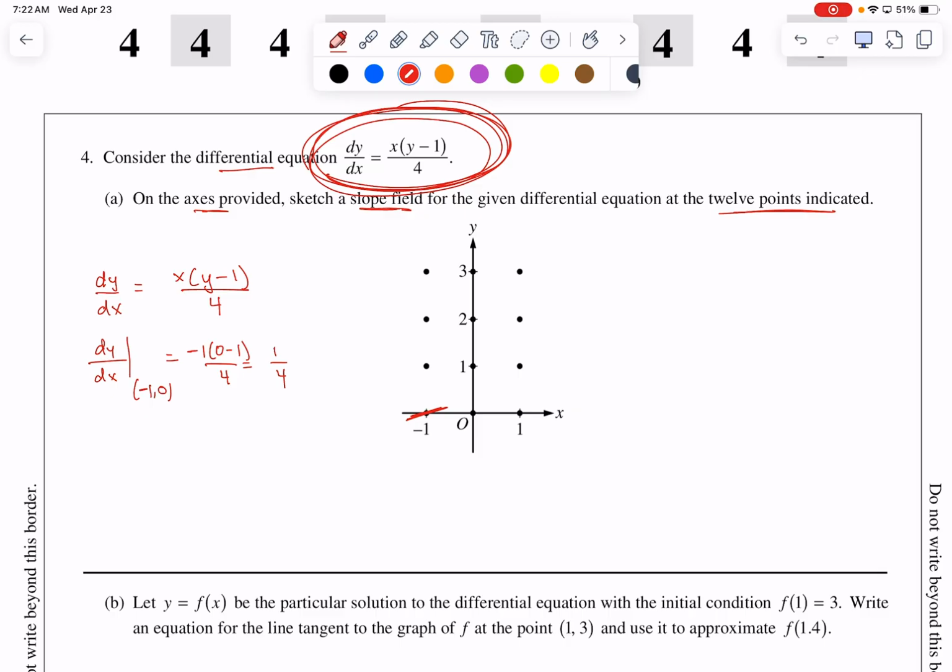Do we draw a graph ourselves? Do we draw the same graph? You got to do little dashes for all the slopes at all 12 of those points. So you got to do all 12 points. So that's 1 point. Now we got to go to 0, 0.